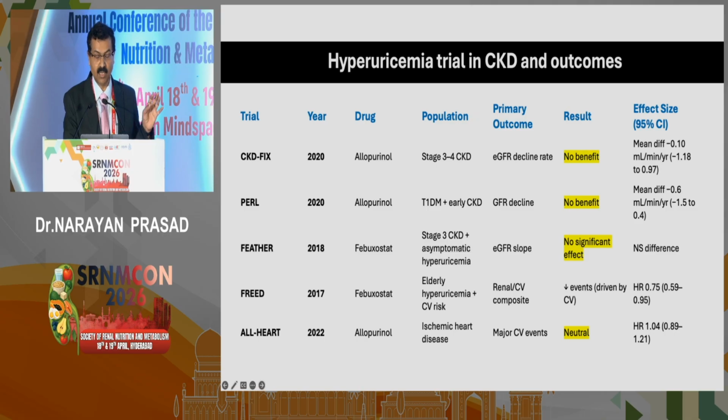Hyperuricemia and CKD outcomes: hyperuricemia is one of the components of metabolic syndrome. Here in most of the studies you can see no benefit, no benefit, no benefit, or only one study has shown that febuxostat has reduced events. Otherwise, it was either neutral or there was no benefit. So, treating asymptomatic hyperuricemia is not that useful as per the practical evidence.